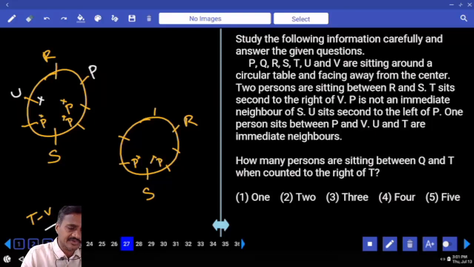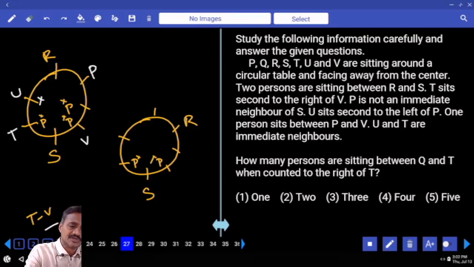And between T and V we need to have exactly 1 person. And one person sits between P and V. In between P and V there must be exactly one person. Then U and T are immediate neighbors. Now T is here.